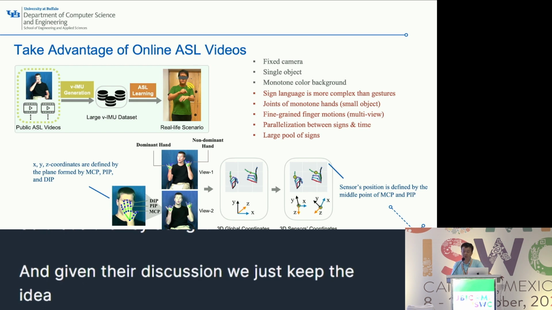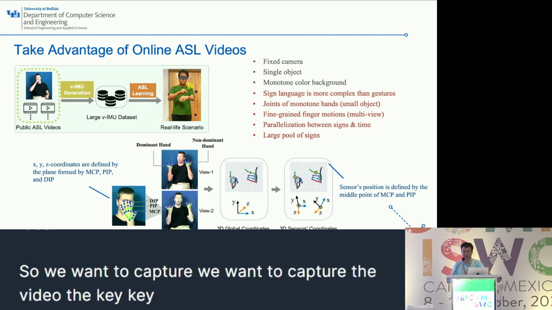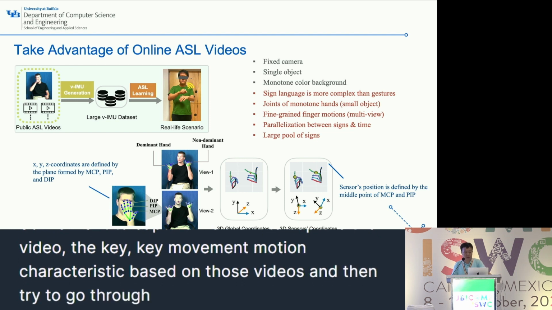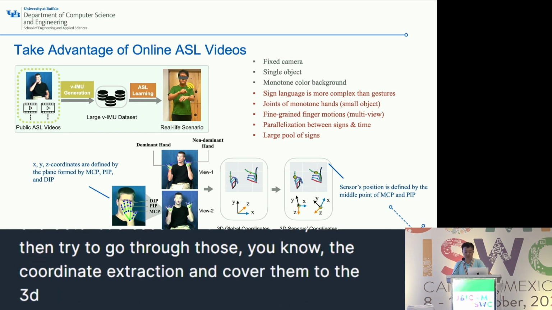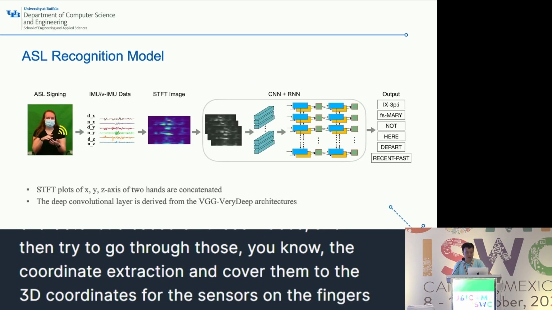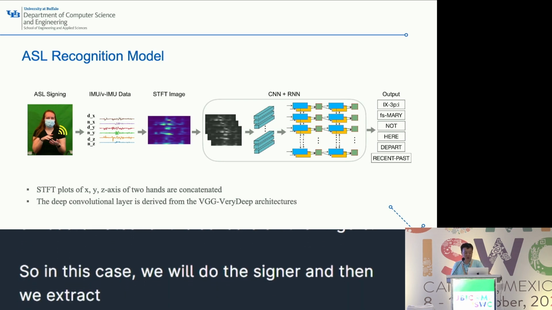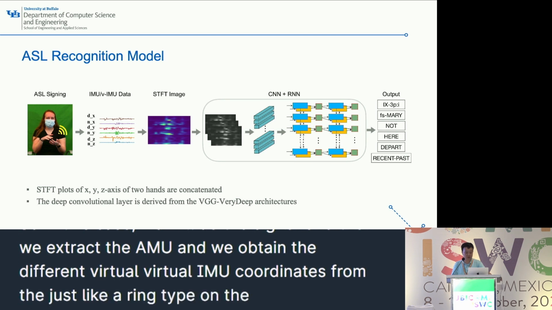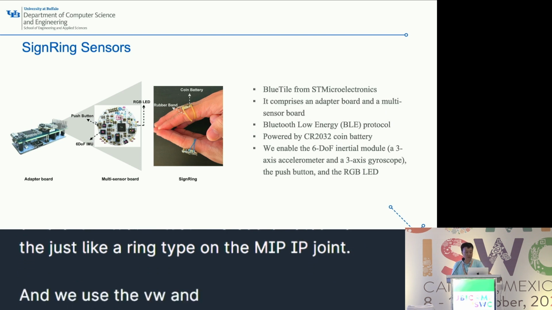So we want to capture the key motion characteristics from those videos, then go through the coordinate extraction and convert them to the 3D coordinates for the sensors on the fingers. In this case, we take the signer, extract the IMU, and obtain the different virtual IMU coordinates from a ring type on the MIP joint. And then we use the VGD model, and this is our hardware prototype design.